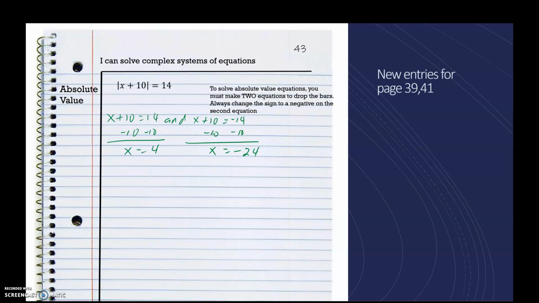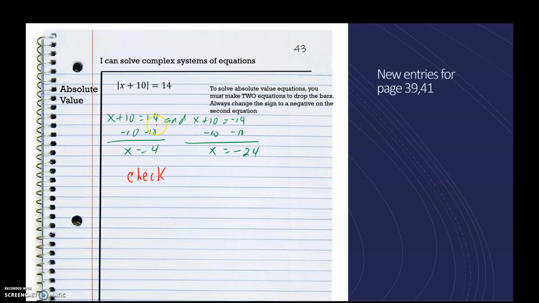So what we do is we have to make two equations. We take that inside, that x plus 10, and set it equal to 14, and we also set it equal to negative 14. Because whatever numbers for x give us those two, that's what's going to make this a true statement. So when we solve both equations, you do minus 10 to both sides, and we get 4 and negative 24. And I want to show you how this works. Just to prove it, here's a little check.